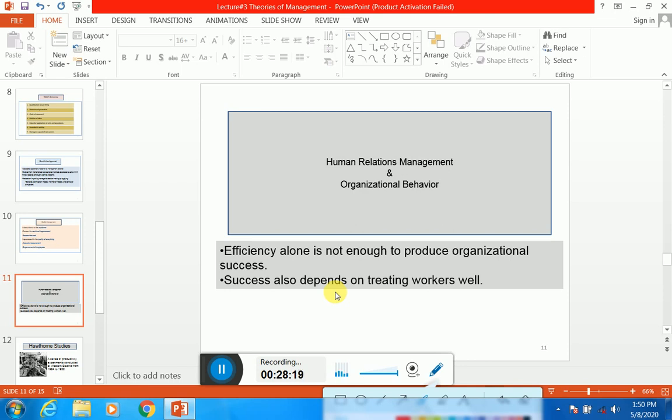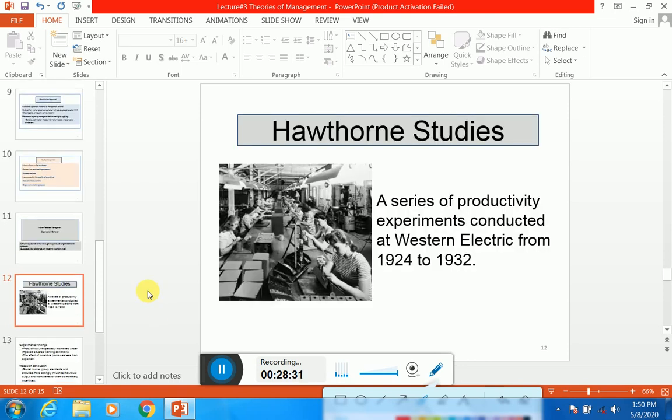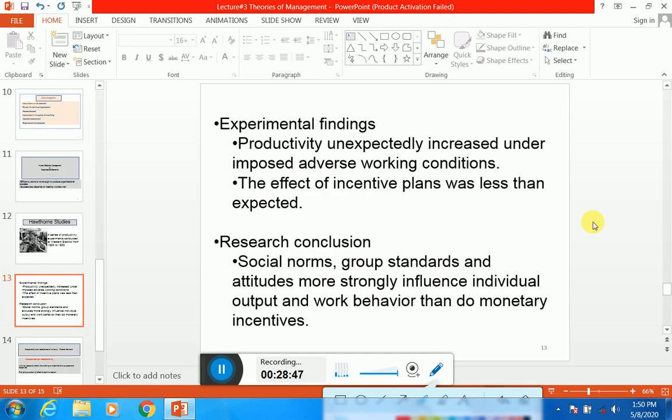Now in human relation management and organizational behavior there are a lot of theories. The most famous theory is the Hawthorne studies, which was conducted from 1924 up to 1932, roughly 10 years, in the Western Electric company. They scheduled different experiments. And what was the Hawthorne study? Let me first explain. The Hawthorne study is a theory concept about groups.